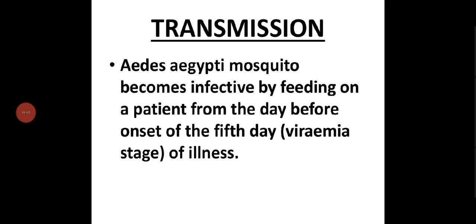And transmission: the Aedes aegypti mosquito becomes infective by feeding on a patient from the day before onset of illness to the fifth day, that is the viremia stage of illness. Okay, the patient got infection and he is on the fifth day. And when the mosquito bites, it will get infected, or the virus load will occur in the mosquito body. Then if it bites a healthy person, he will get the virus or infection.